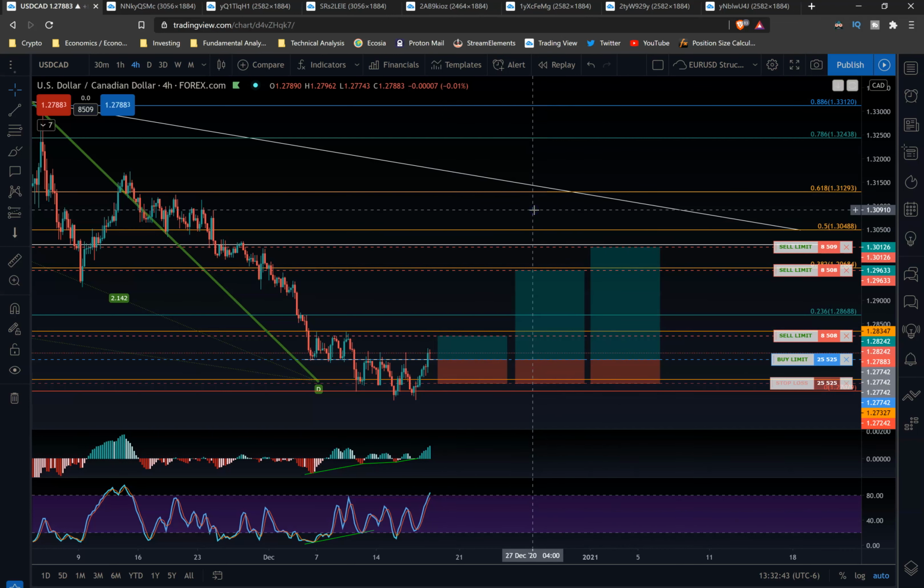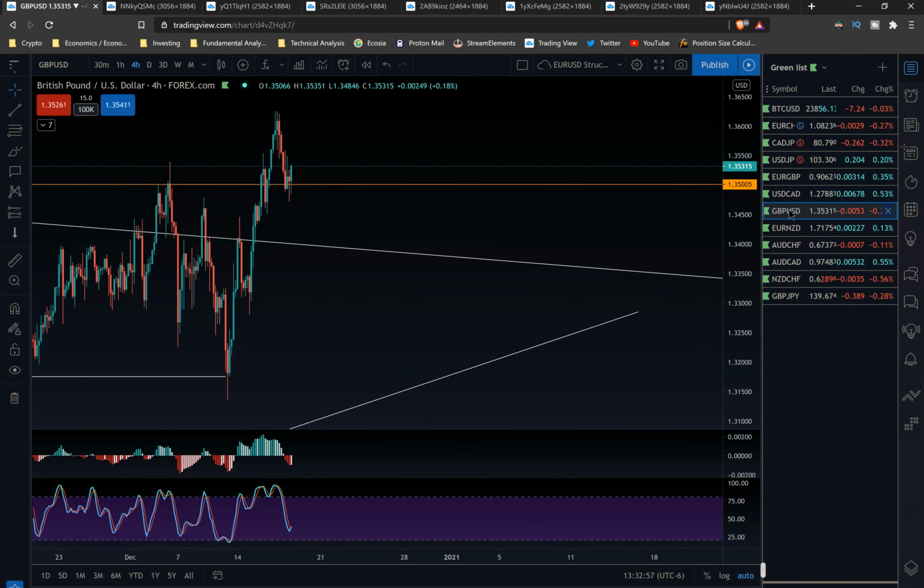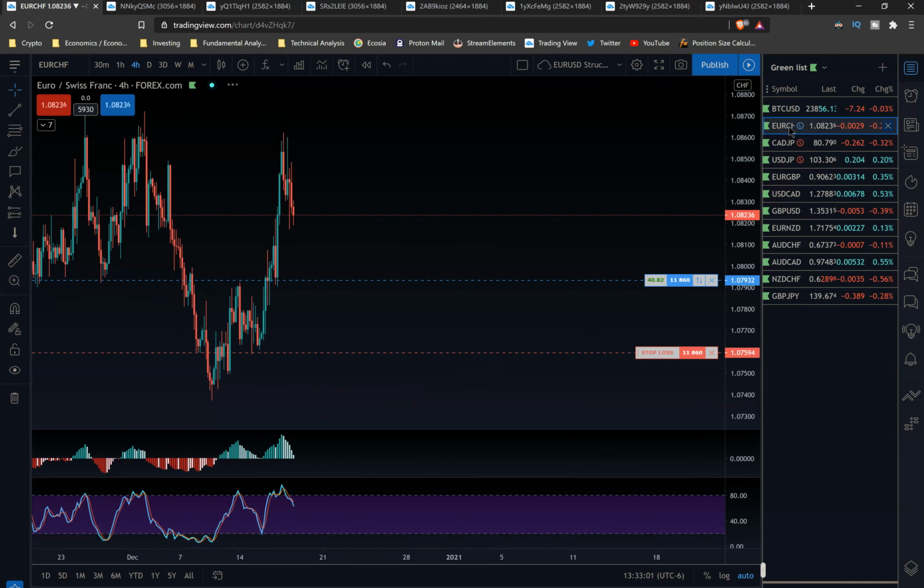So those are the trading plans I have for this week, and starting this week. I do see something in the pound dollar, but I'm going to leave that one alone. I don't want to be in too many trades at once.